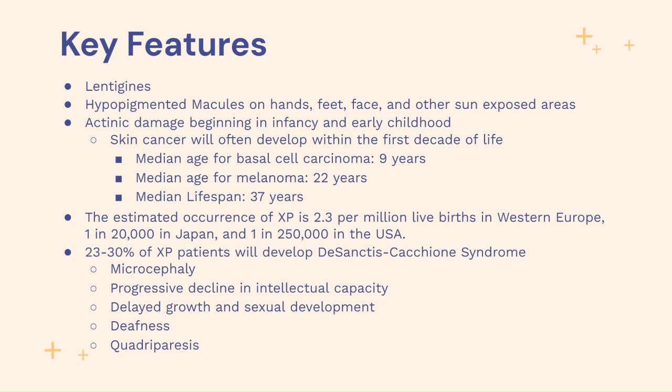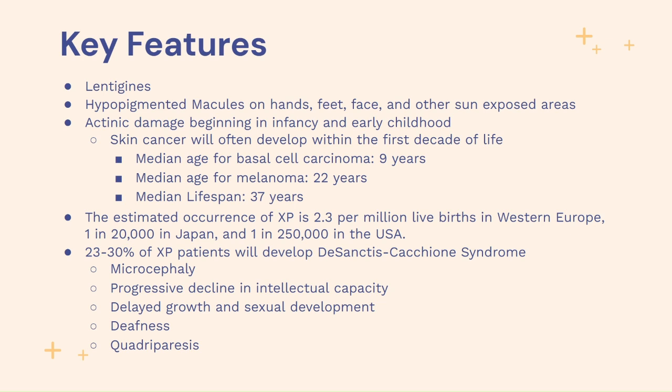You'll also see hypopigmented macules on hands, feet, face, and other sun-exposed areas. You'll see signs of actinic damage. Their skin cancer risk, you're guaranteed them pretty much unless you're really strict about your protection, so that includes basal cell carcinoma, melanoma. Your lifespan's about 37 years if you're watched pretty closely. XP, Western Europe, not that common. In Japan, more common, surprisingly, and then 1 in 250,000 in the U.S.